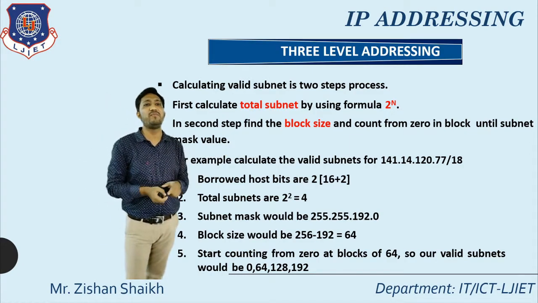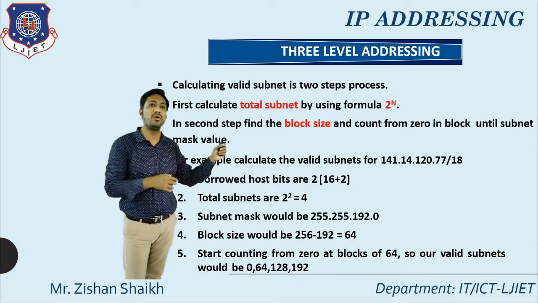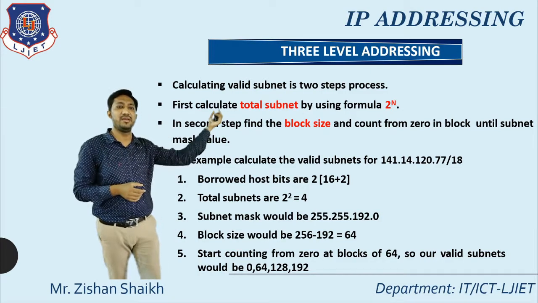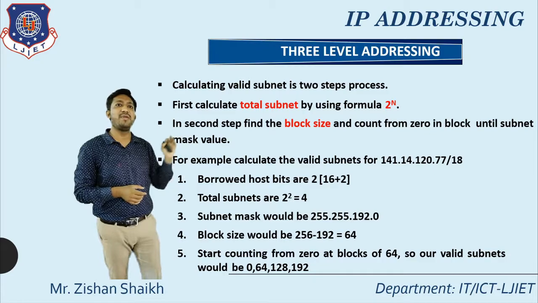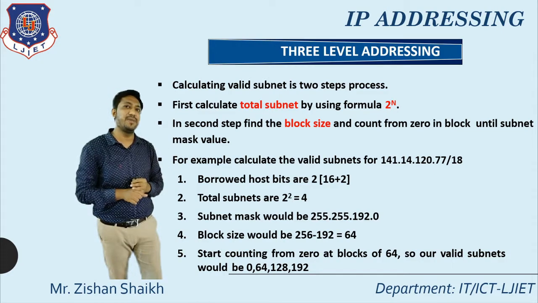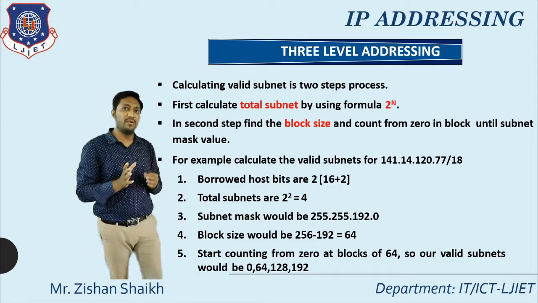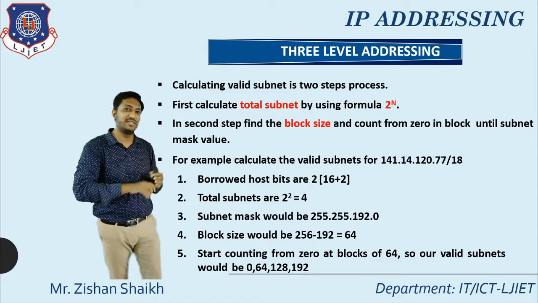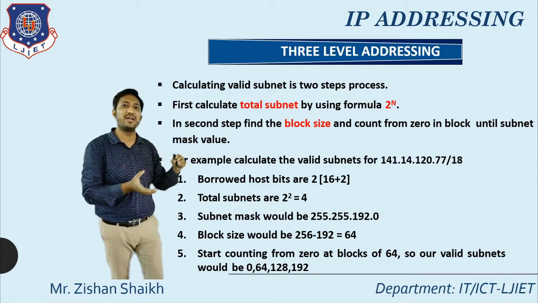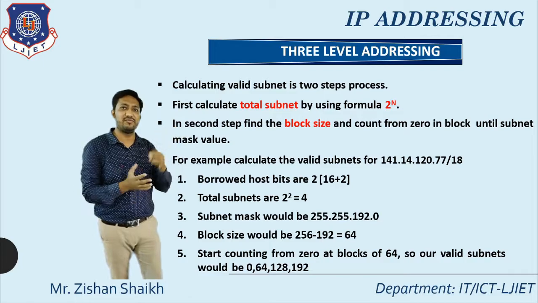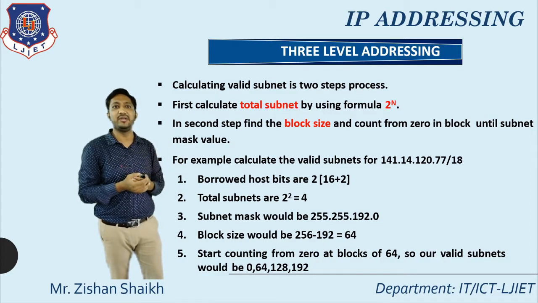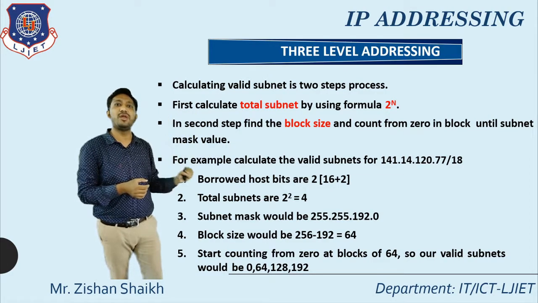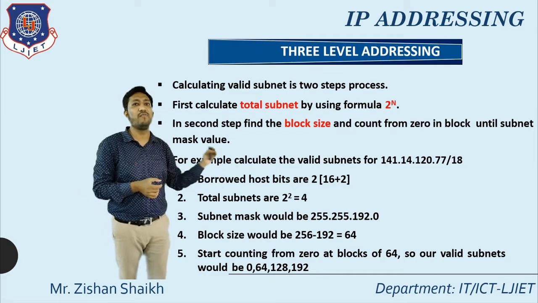Our subnet is given as 141.14.1.120/18 here. This example basically belongs to class B. Here our prefix is 18. For class B, the first two octets are for network and the remainder for host. The first two octets have 16 bits. So what are the new bits available? 2 bits, from 16, 17 and 18. So 2 bits are borrowed from our host. So the total number of subnets that can be created here is 4.